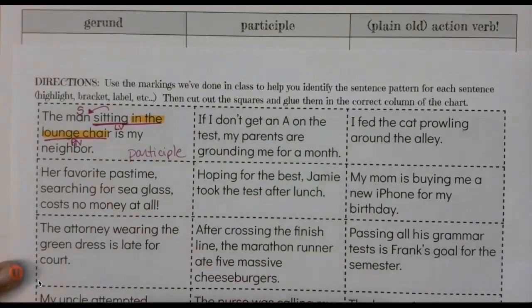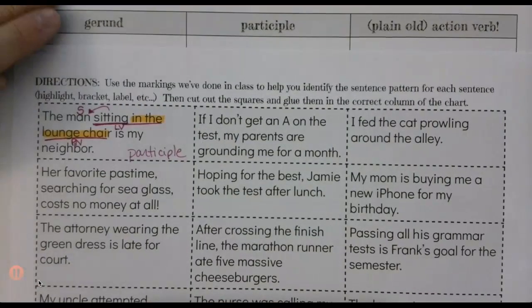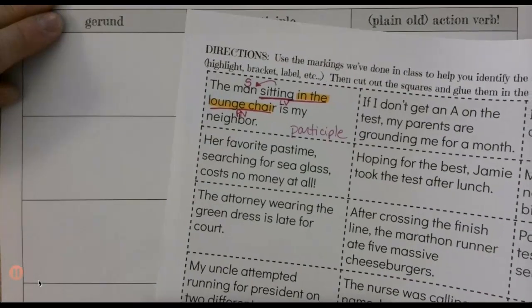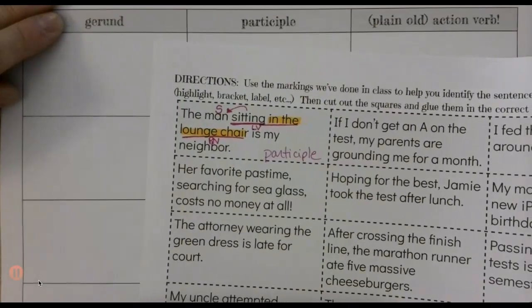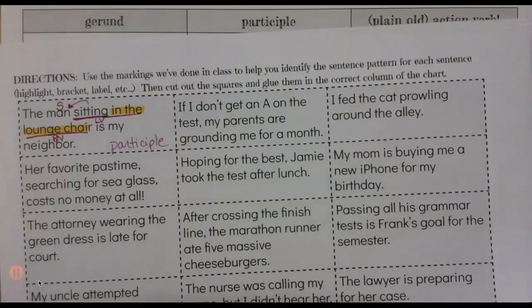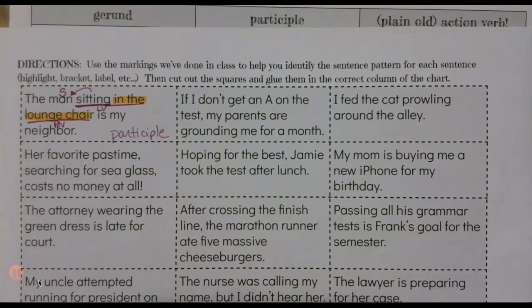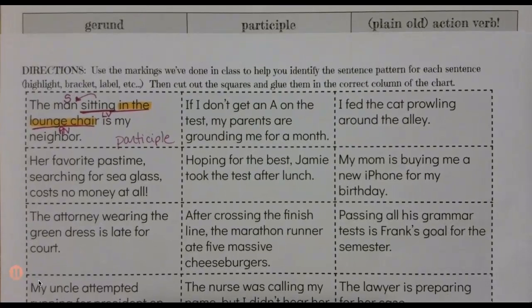So I'm going to cut it out, put one little teeny tiny dot of glue here, and glue it under the participle column. And we've done a couple of these activities, so I'm not going to model that for you because I think you should know what to do. All right, let's look at the next example.